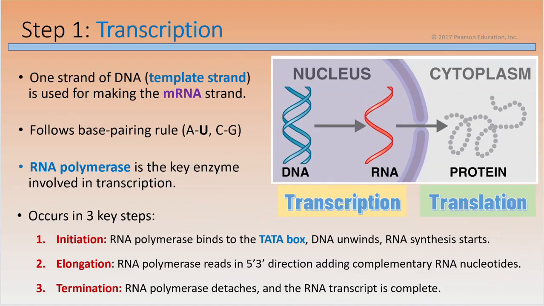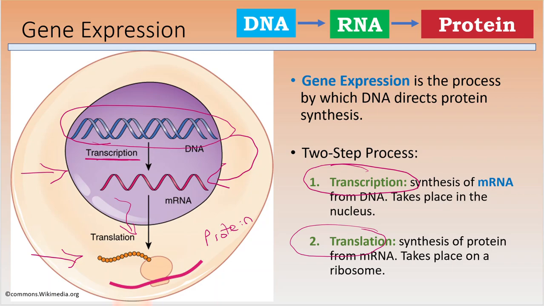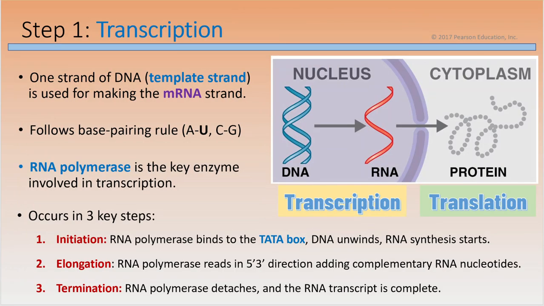All right, so let's start with step 1, transcription. So again, remembering that to get from DNA to RNA to protein, you have to go through two steps. Step 1 is moving from DNA to RNA, known as transcription. Step 2 is moving from RNA to protein, known as translation. We're going to start by talking about the first step, transcription.